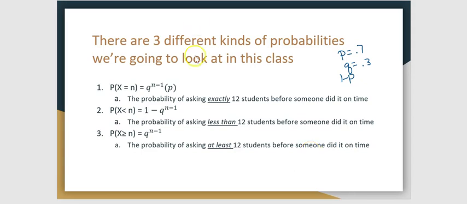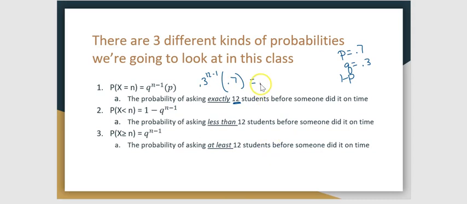Okay, so the probability that I would ask a bunch of students and it would take me 12 people until I got someone that did it on time, that would be 0.3 to the n minus 1, and n is the number that they give you. So 12 minus 1, and then we're going to multiply that by p, which is 0.7, and we're going to put that in the calculator all together.